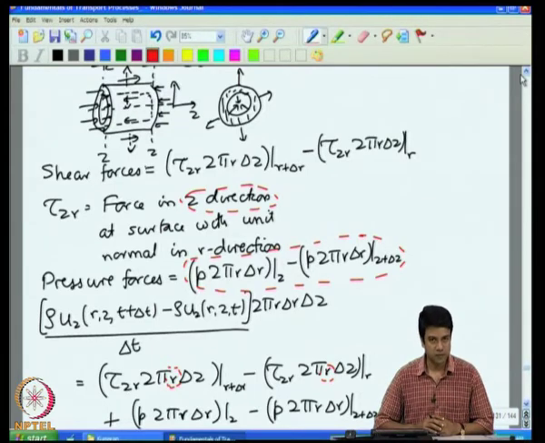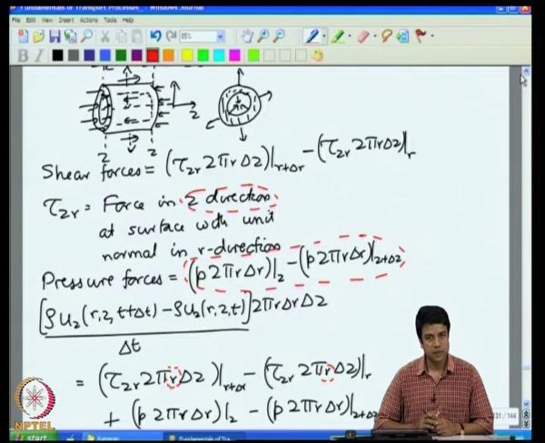Therefore, for the cylindrical surfaces, the force exerted is due to the viscous shear stress that acts tangential to the surface along the z direction. For the two flat surfaces at z and z plus delta z, the forces are due to the pressure, which is normal to the surface. As you know, pressure always acts perpendicular to the surface and is directed inward.